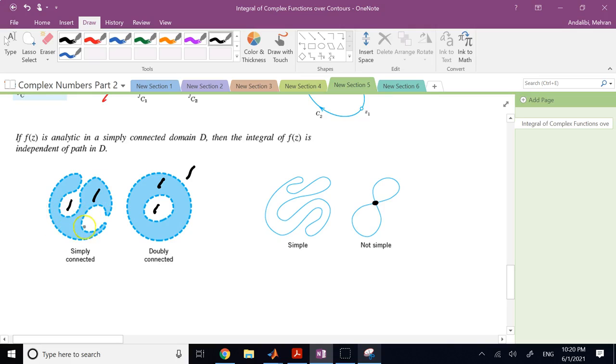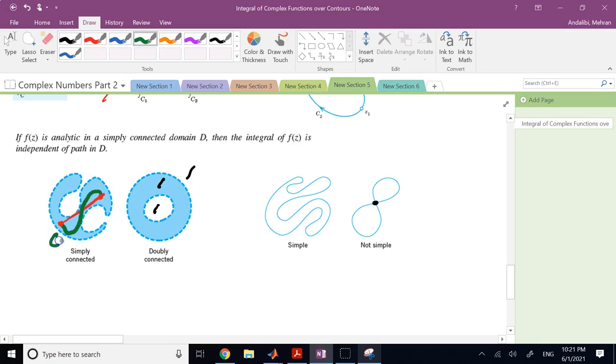Your function f is analytic in a simple domain like this, so your contour should look like that, and not like this. Then it says the integral of f of z is independent of path in D. So it doesn't need to be necessarily on this boundary contour. If you go from any point on this path to any other point, it does not matter how you go, okay? The result is the same. So what does that mean? It means if I go from this point to this point, if I go by a straight line, or if I go by any other type of curve like this, correct?